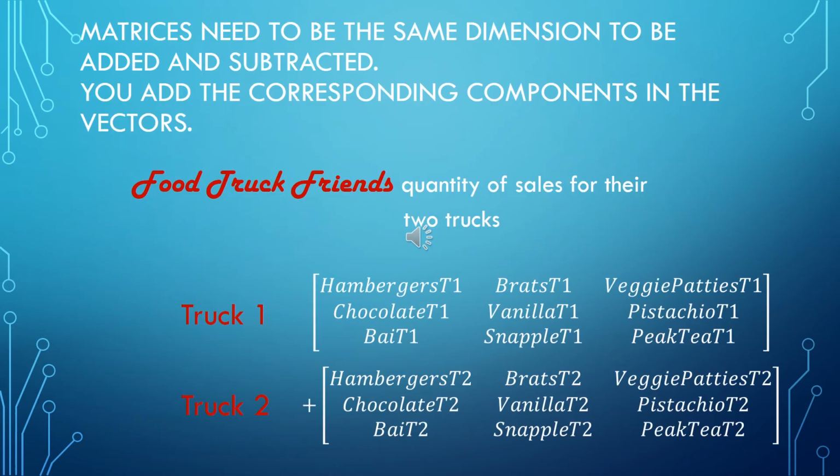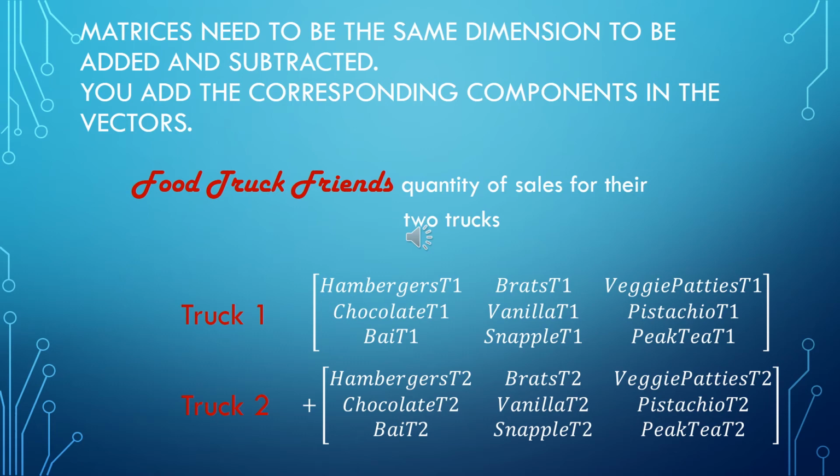When you add matrices, you add like components, and so the matrices have to be the exact same size. You add the first row, first column to the first row, first column. You add the second row, first column to the second row, first column, etc. So matrices have to be the exact same size if you're going to add them.